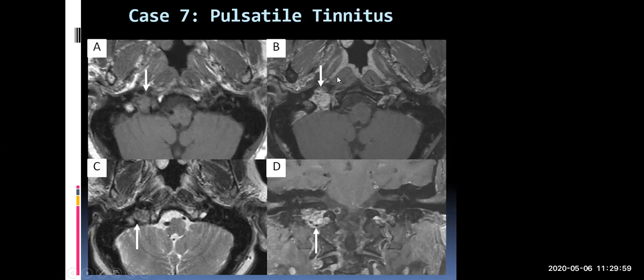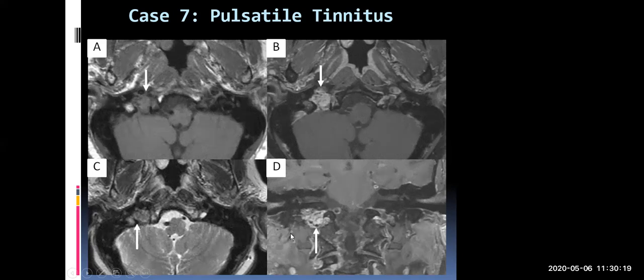This is a T1 scan now with post-contrast. It has some level of fat suppression. You can see an enhancing lesion, really based on the jugular bulb, posterior to the carotid artery. This is it on T2. It's fairly iso-intense to the brain.